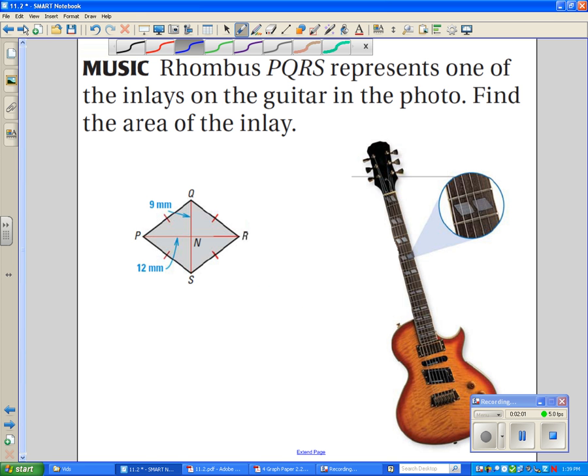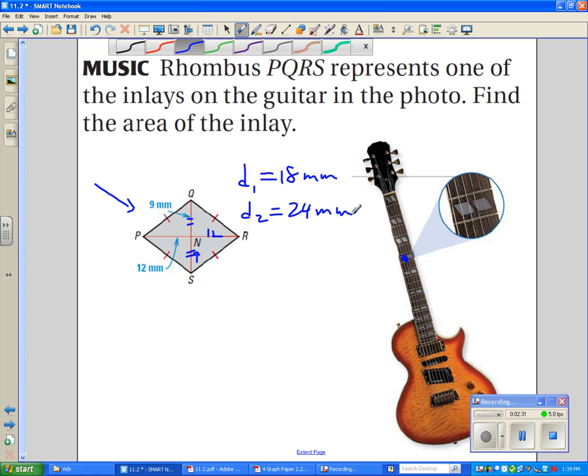You don't have to really draw the guitar, but let's go ahead and draw the inlay and solve for the area of the inlay. Inlay is the part of the guitar. Notice we have 9 here, remembering that this bisects with this, so this is 9. That means that diagonal, we'll call this diagonal 1, is 18 millimeters. Diagonal 2, well, this also has to be 12 millimeters, so diagonal 2 is equal to 24.